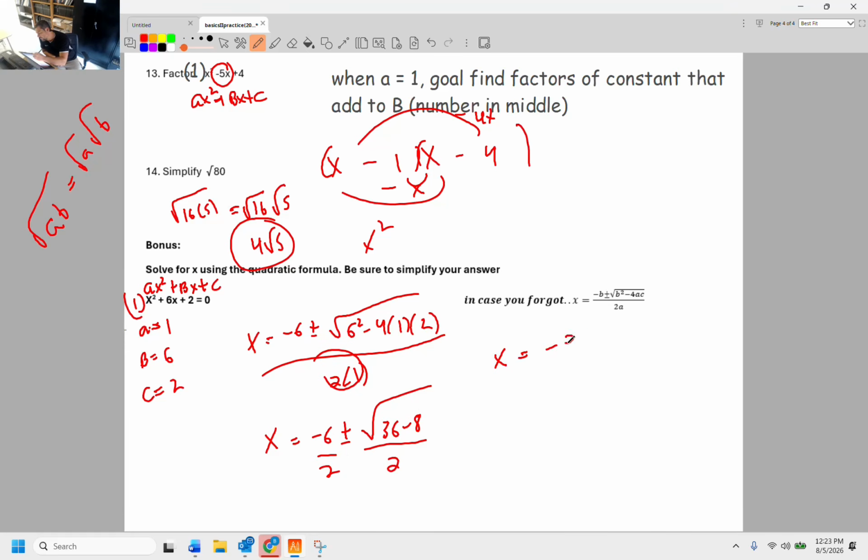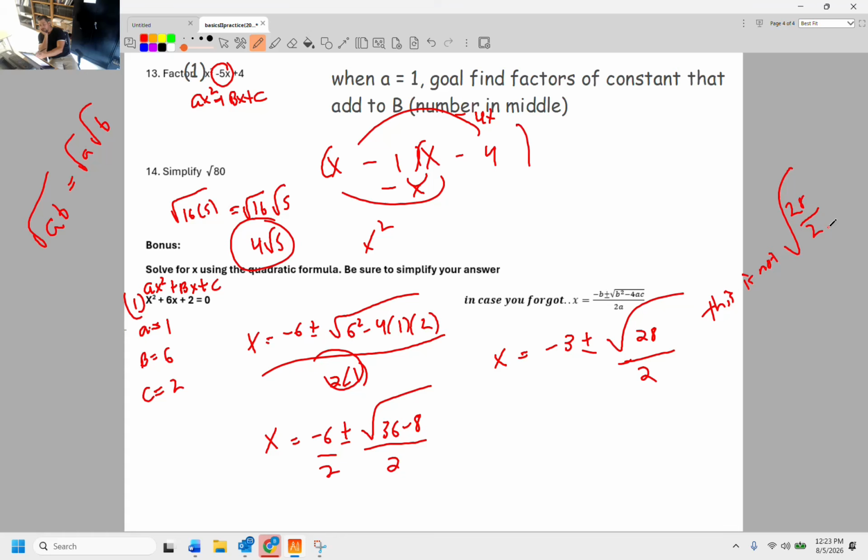Negative 6 over 2 is negative 3. 36 minus 8 is 28. And that root of 28 is over 2. The 28 is not over a 2. The square root of 28 is over 2. Big difference on that. Okay? Make sure you know that. This is not root 28 over 2 like that. It is root 28 all over 2. So we can't do anything with that divide by 2.